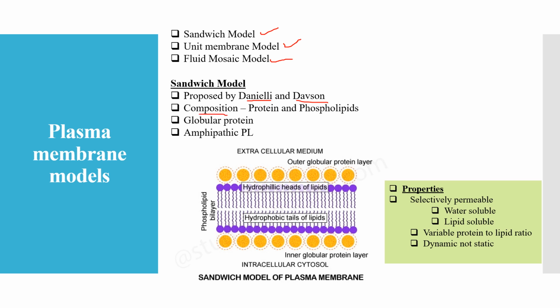According to them, the composition of the plasma membrane was protein and phospholipid. The protein is globular protein, meaning the protein is round in shape, like in this diagram you can see protein is round in shape. Next is phospholipid. Phospholipid molecules are amphipathic, meaning both hydrophilic and hydrophobic regions are present. Like this is the lipid head, and here the tail is present, and on the head the phosphate is present. So this is the structure of phospholipid.